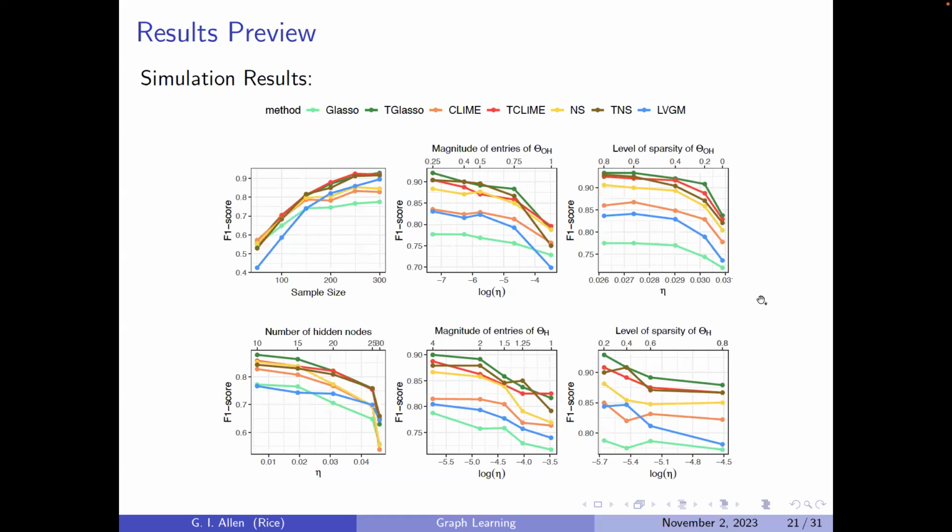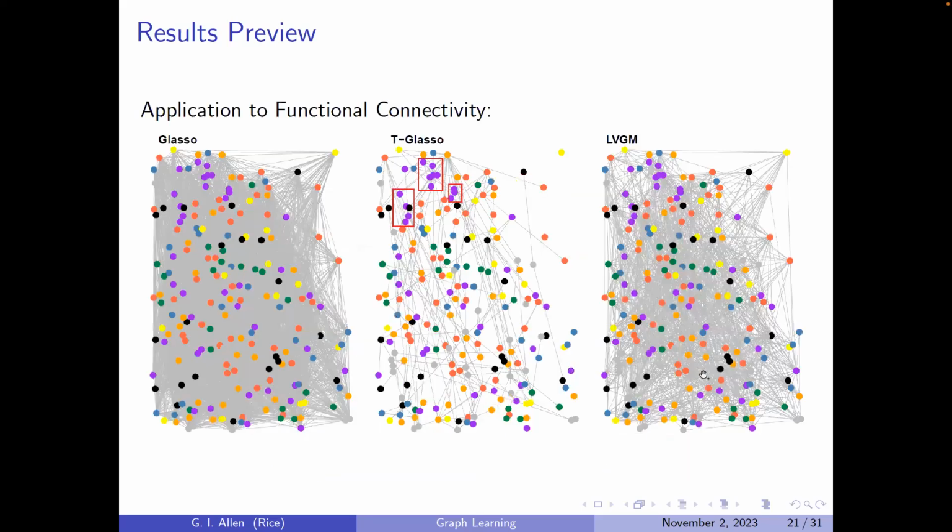It's 200. P is 200. Yeah, and this is the same number of hidden nodes. And this is a small example applied to some neuroscience data.